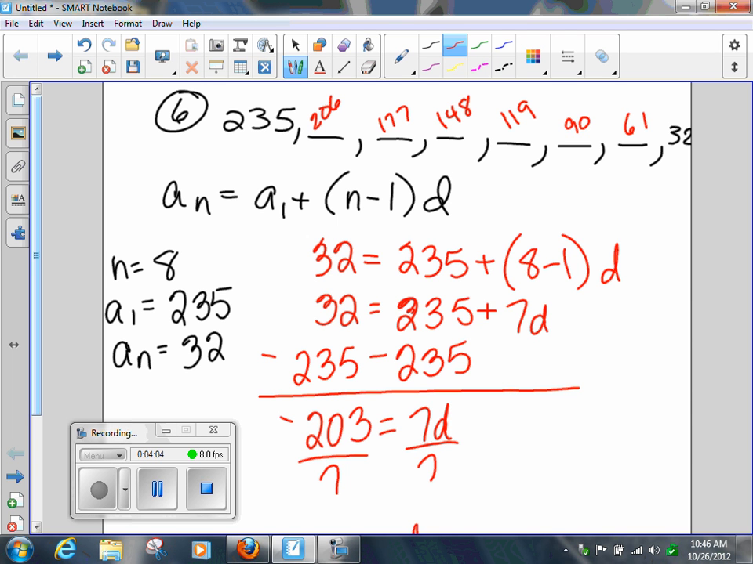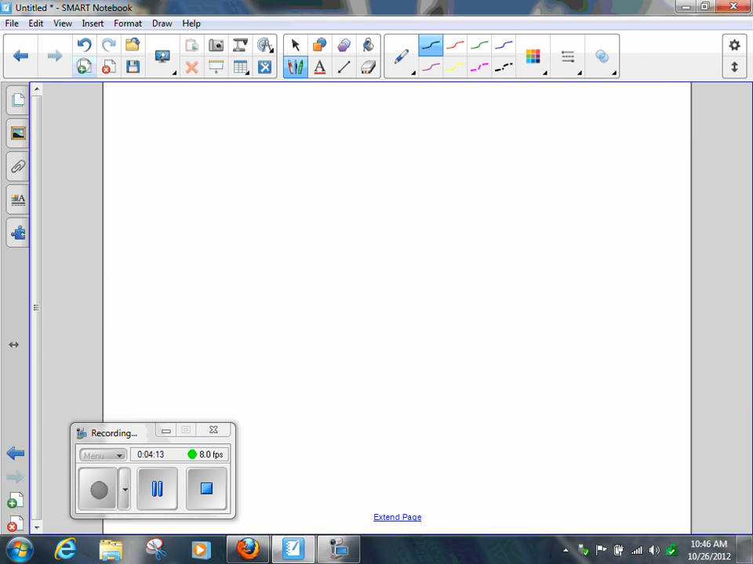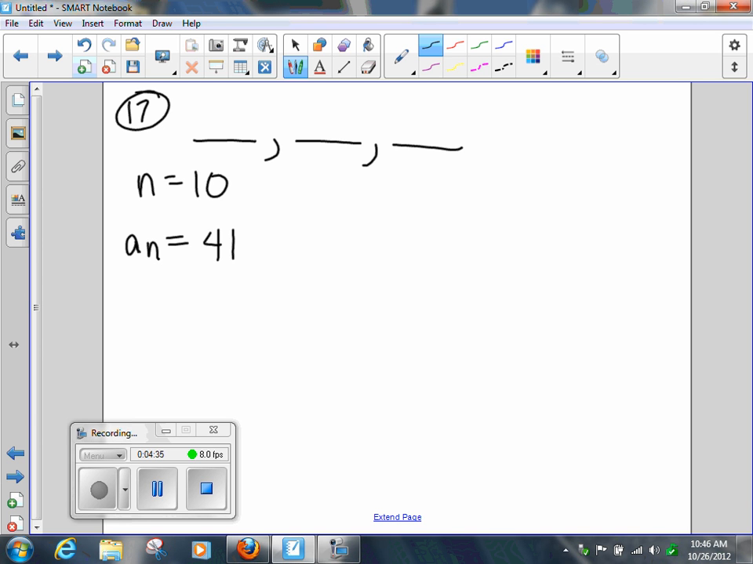What's the next one you need to see? Number 17. Let's look at that one. Number 17, what are we doing? We got to find the first 3 terms in an arithmetic series, and this is what we're given. We're told that there are 10 numbers, that our 10th term is 41, and our S, our sum, is going to be 230.